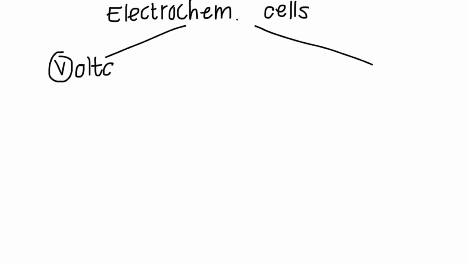Elektrochemische cellen deel in twee. Hulle is of voltaic. I've circled the V on purpose. The alternate name is galvanic. It's got a V in it again. Or they are electrolytic.